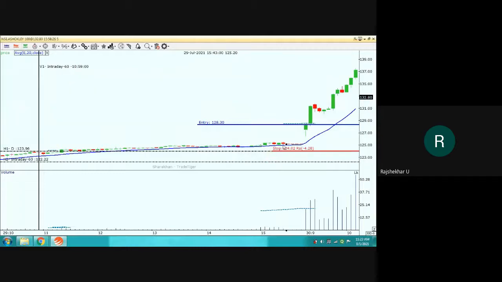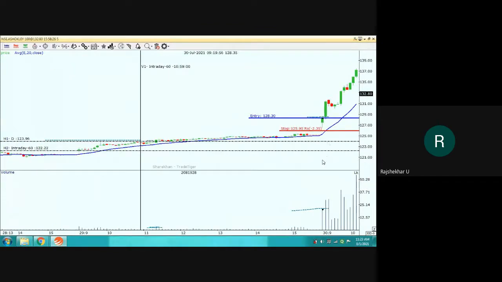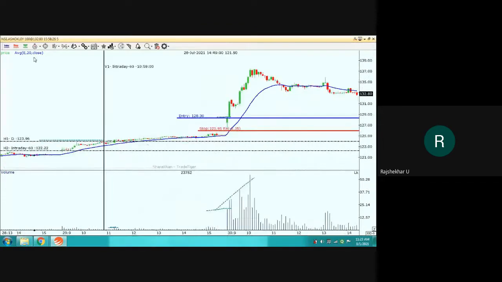And stop loss, there was gap up. So the stop loss has to be below the gap up. Maybe based on risk to reward, you can fix the stop loss. Even if you buy it in cash, you'll get easily 1:2, 1:3. Even if you buy it here.